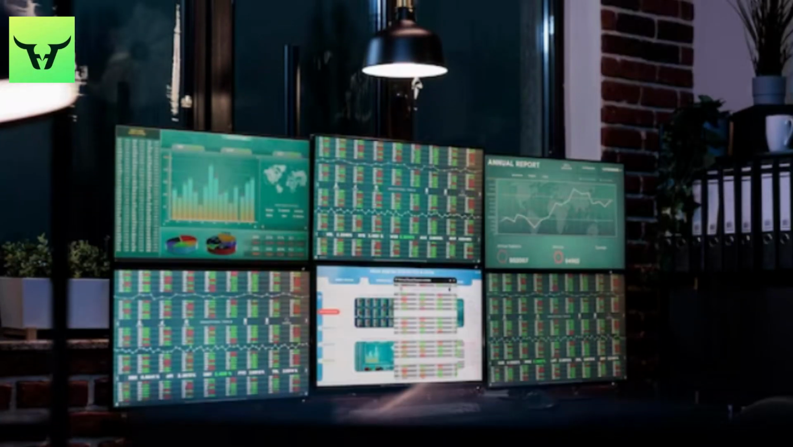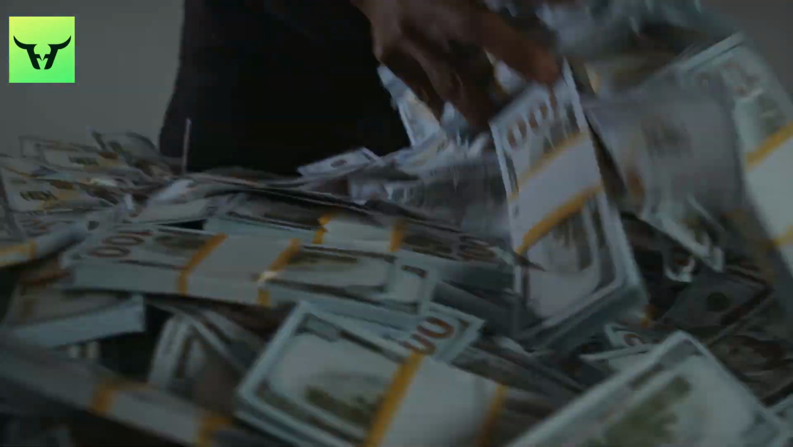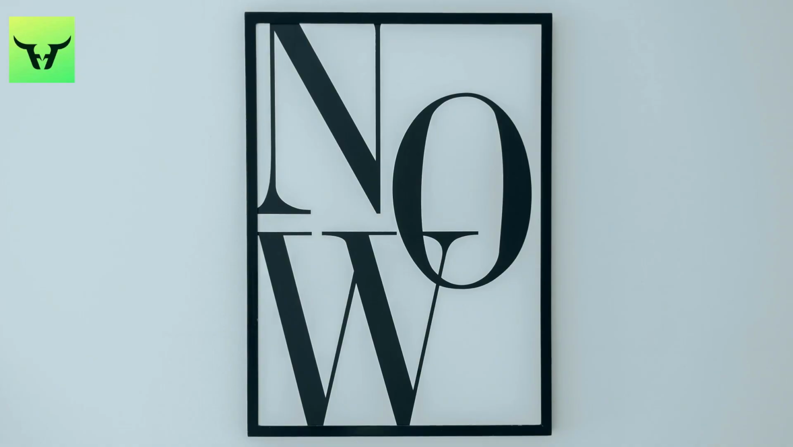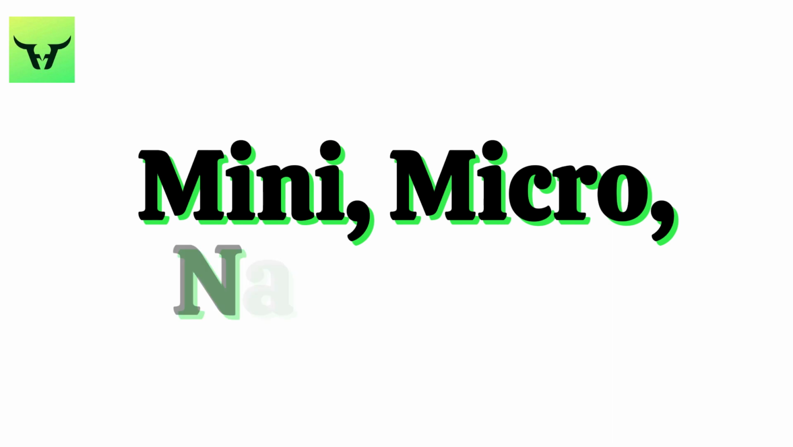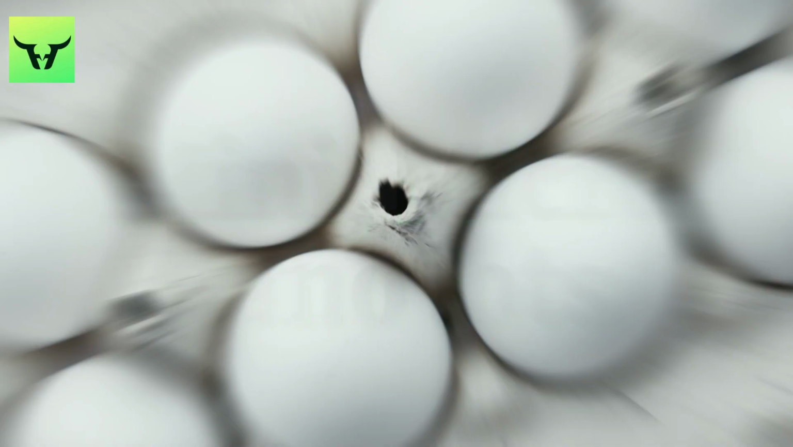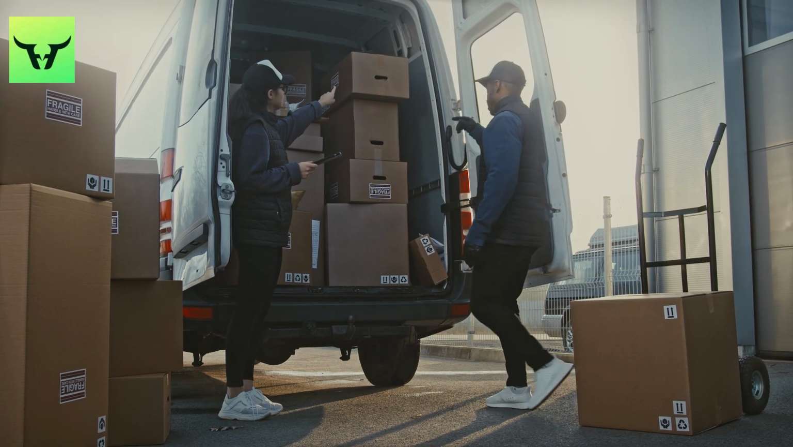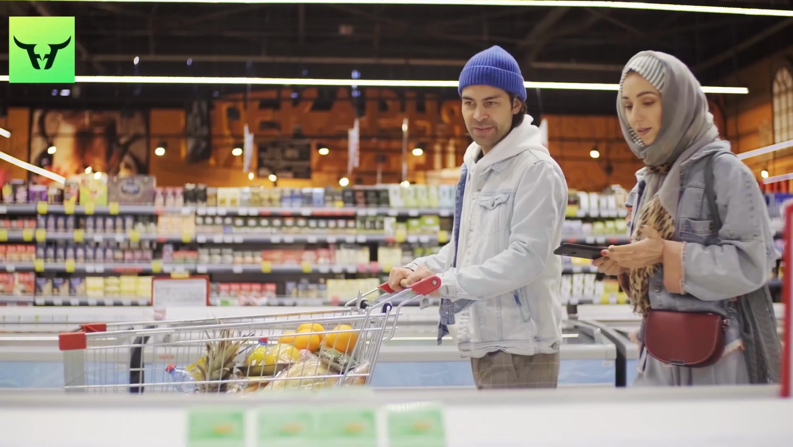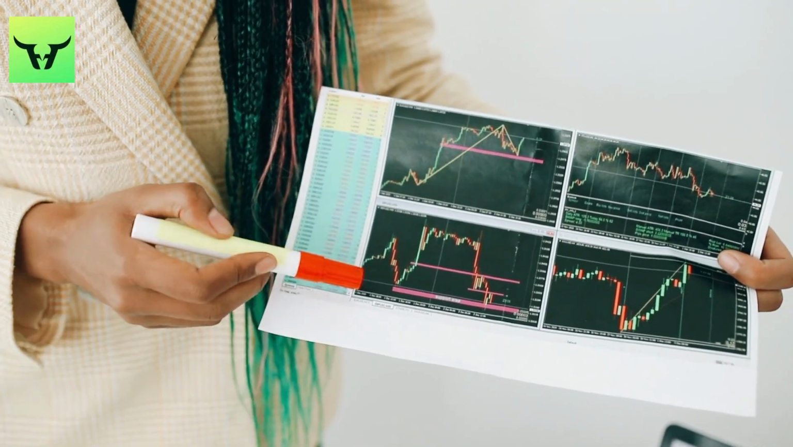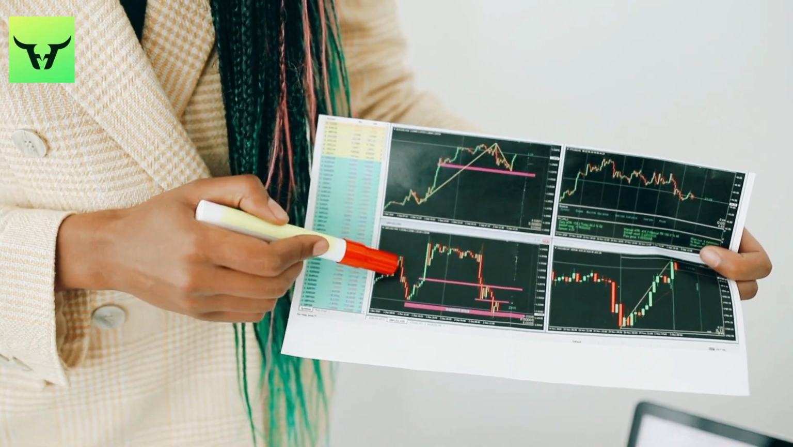You trade in lots. A normal lot is comparable to a whole carton of eggs, which includes 100,000 units of cash. Now here's where things get interesting. We also provide mini, micro, and nano lots. These resemble small cartons of eggs. A mini lot is 10,000 units, a micro lot is 1,000 units, and a nano lot is 100 units. So just as choosing between a big carton and a smaller one at the supermarket, in Forex, we choose our lot size based on our trading requirements.